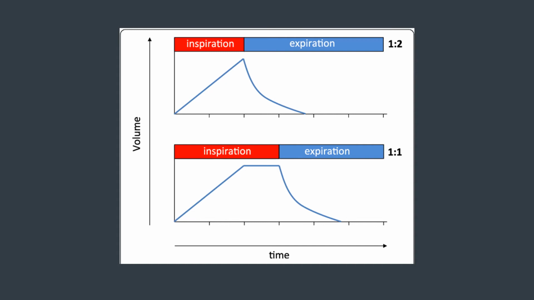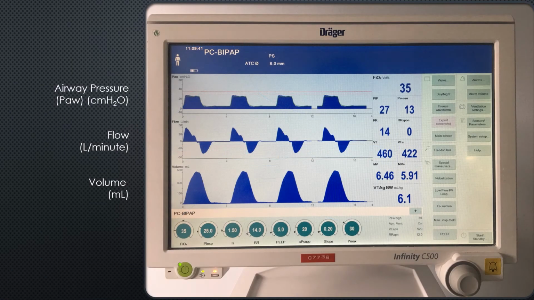I:E ratio is normally set at 1 to 2, but sometimes it is changed to 1 to 1 in order to improve oxygenation by allowing more inspiratory time.